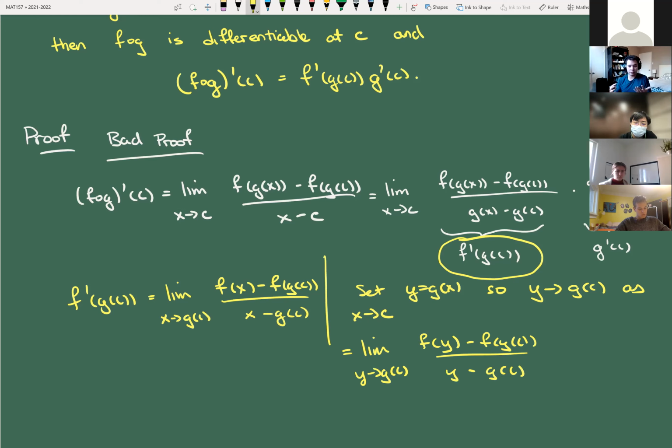This is how I would do it, right? I would use the limit law to break this limit into two limits: the limit of the first thing, the limit of the second thing. And then I would use a change of variable on the first part to write it like this. And then I would say that this is just f prime of g of c. Does everyone agree? That's how it would work if I was allowed to do all that, right? Is anyone confused? How could this be wrong?